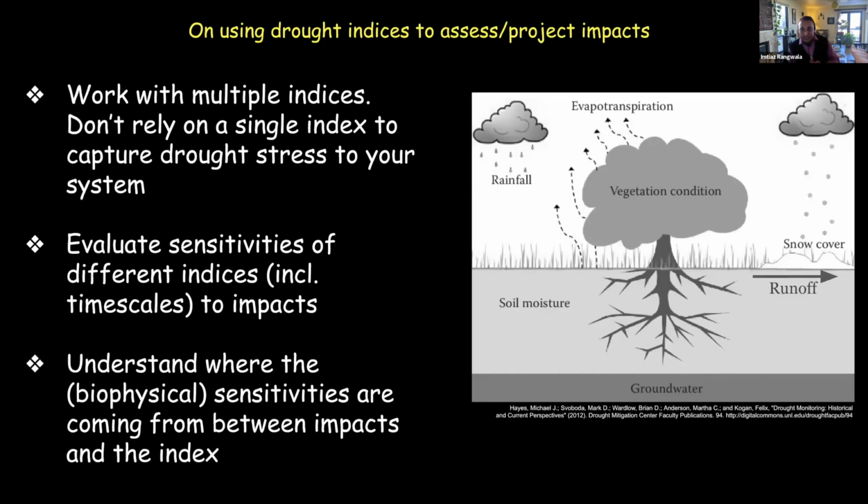So, final thoughts: it's important to work with multiple indices and not rely on a single index to capture drought stress in your system. It's important to evaluate sensitivities of these indices to impacts, and again, it's easier said than done. Quite a bit of research is needed, and sometimes we just don't have good ecological impacts data to have that understanding. And with that.